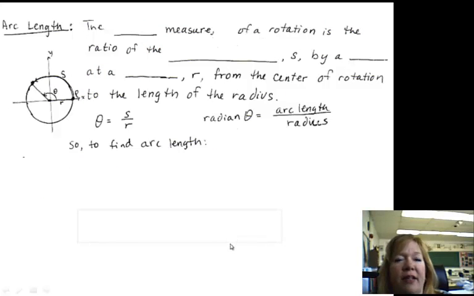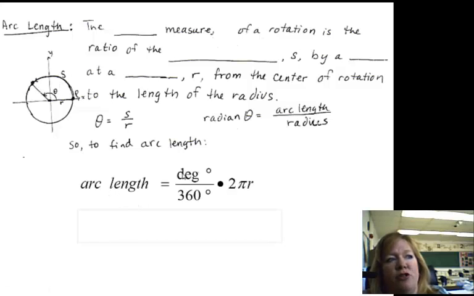Arc length. Now, when you were back in geometry, you may not have got to this, or you may have. When you were trying to find the length of an arc in a circle, it's part of the circumference. So what you would do back in geometry is you take the degree of the angle, this is a central angle here, and you divide by 360. That gives you the fraction of the circle.